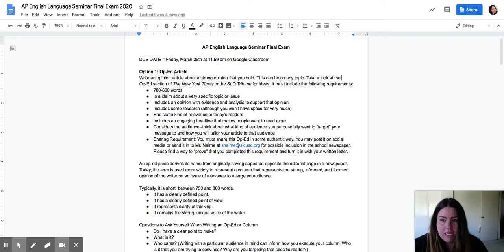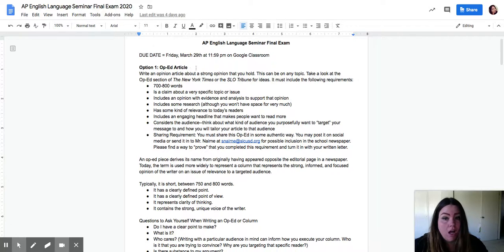The first is the opinion editorial article. So essentially this is a 700 to 800 word article like you're writing for a newspaper, and you can go to the New York Times opinion section or the LA Times opinion section to read some op-ed articles, but these are essentially short articles that have one very strong main point about something going on in the world right now. So I definitely take a look at reading some of those if you're interested in that.